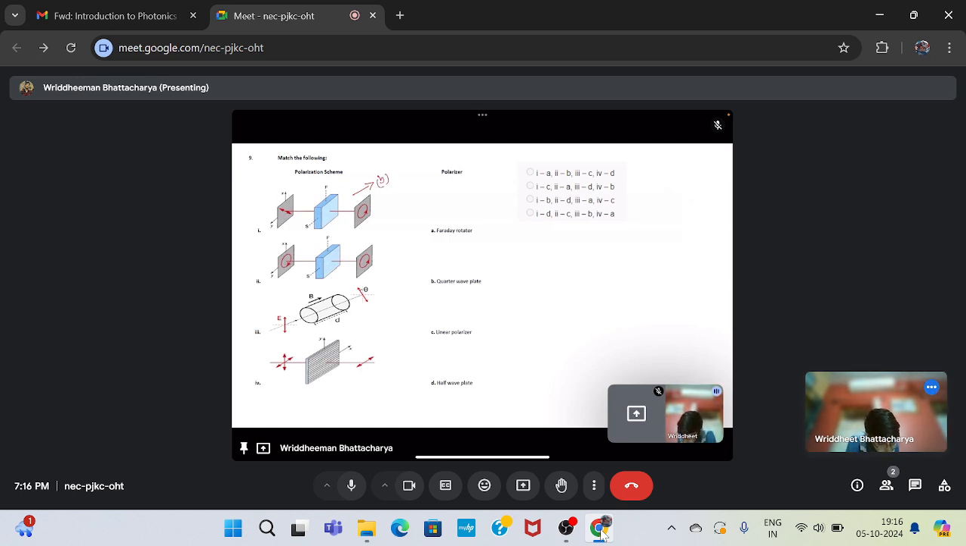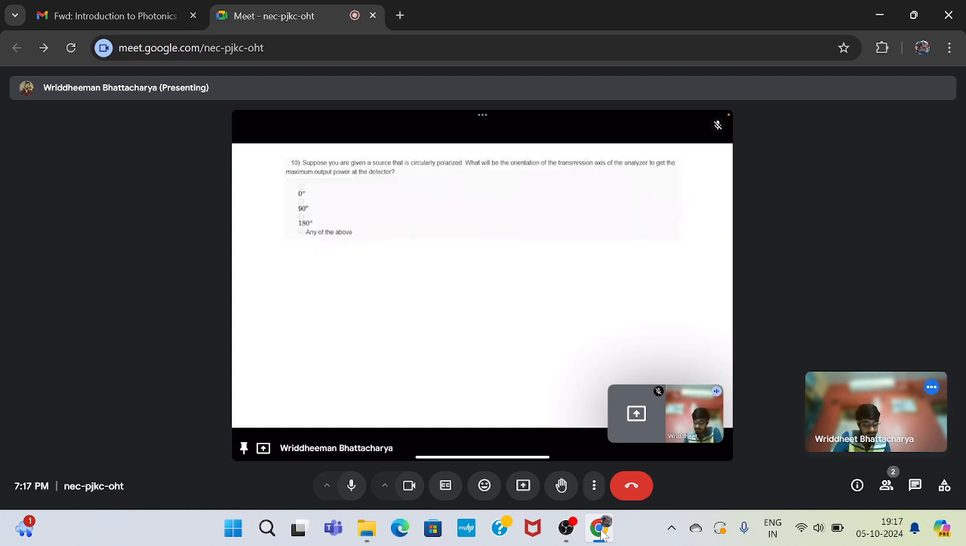This one justifies the half wave plate, and this one justifies the Faraday rotator, and this one justifies the linear polarizer. So the third option would be the correct one.